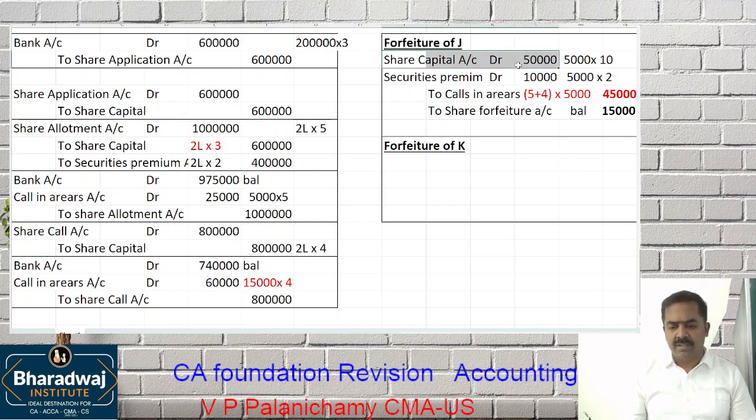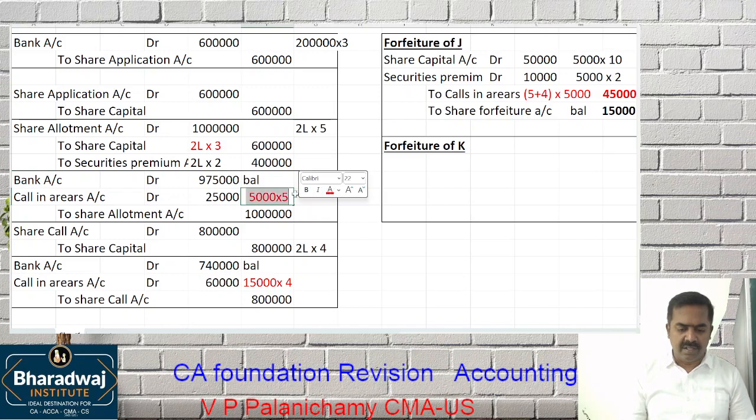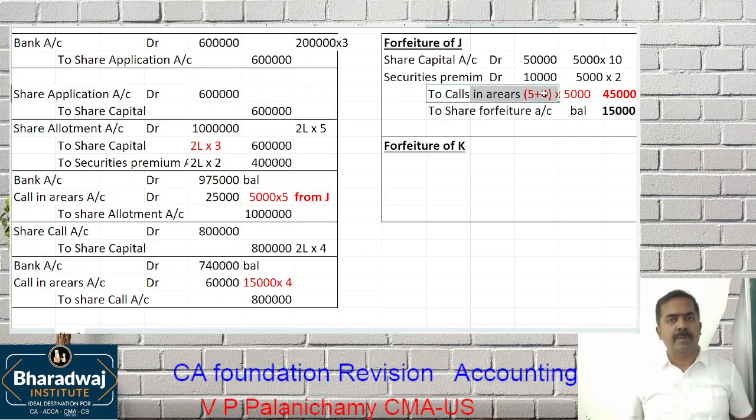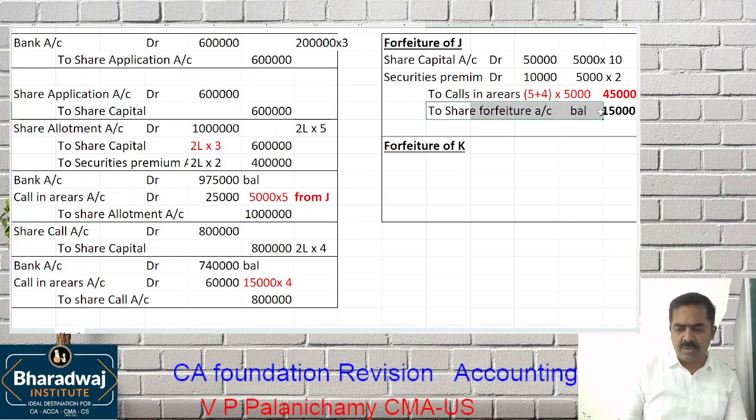I repeat, share capital account debit. Why 5,000 into 10? Shares are cancelled after final call, so 5,000 into 10. Securities premium, why are you debiting for J? J did not pay which money? Allotment money. J did not pay allotment money. Calls in arrears, how? 9 rupees. What is not collected? 5 plus 4. 9 into 5,000, 45,000. Balance goes to which account? Share forfeiture account. Forfeiture of K.